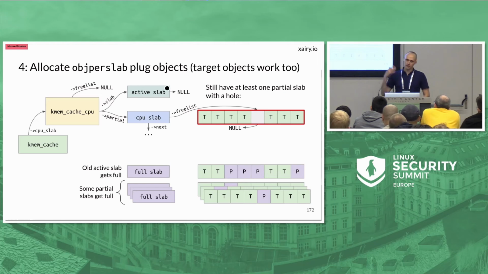Then we had some partial slabs, some slabs with a hole on the per CPU list, and those slabs got full. Then maybe we went out to the per node list and some of those slabs got full. But the thing is that at the very end, even in the worst case, we're still going to have at least one slab with a hole, just because we created one full slab more than the total maximum number of holes in the active slab.